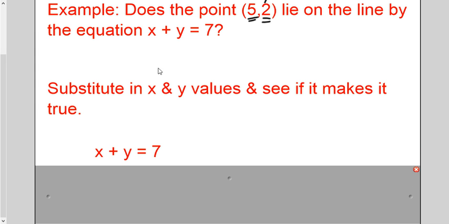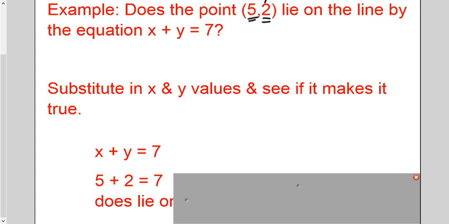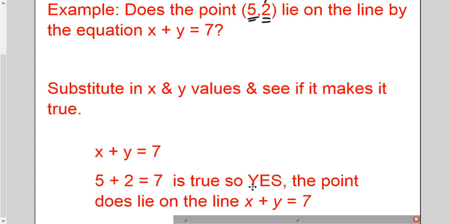So here's the equation that they gave us, and I'm just going to put it right here. I know that my x value for this point is 5, so I'm going to slide the 5 in here, and then we have the plus sign. My y value in this case is a 2, so I'm going to plug in a 2. Does 5 plus 2 equal 7? Yes, it does. It is true.